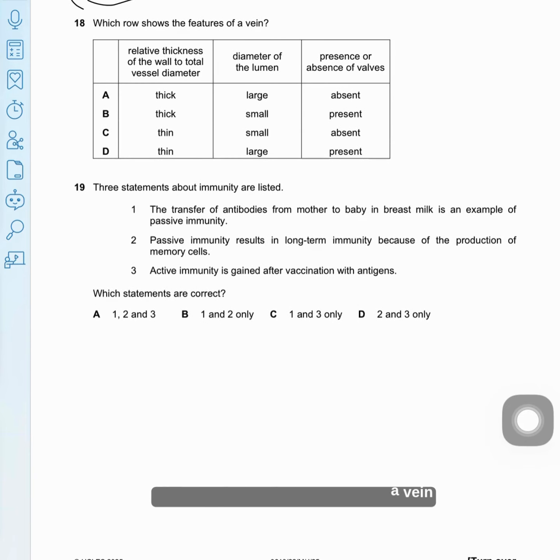Next, 23. Which organ produces urea? Very important to know, liver. Which organ excretes urea? Kidney. Okay, so the answer here is talking about production, so it's liver.